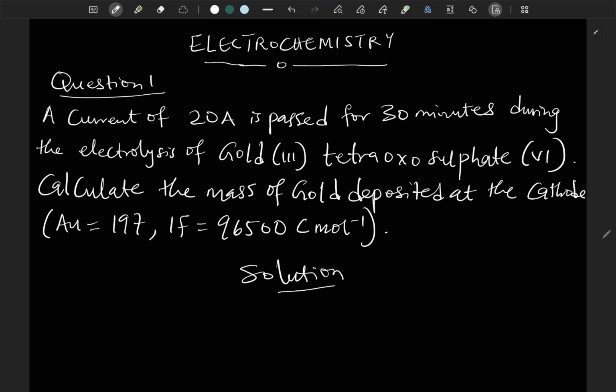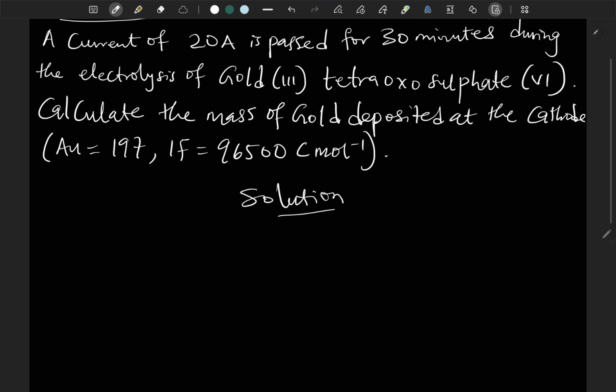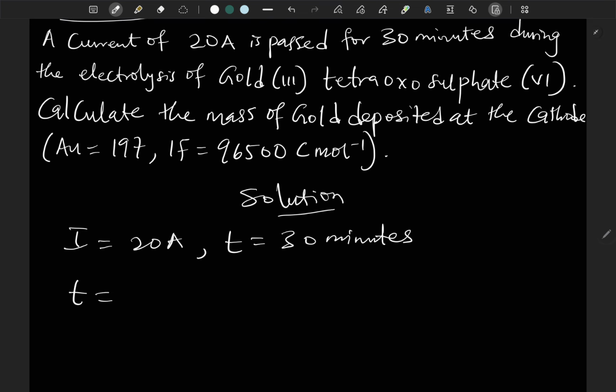Solution. Okay, so to solve this question, we'll firstly write out the given parameters. Current I is equal to 20 amperes and the time taken to pass the current, T, is equal to 30 minutes. Now usually we are going to convert this time to seconds, and we know that 60 seconds make 1 minute, so we are going to do 30 minutes times 60 seconds, and that will give us 1800 seconds.